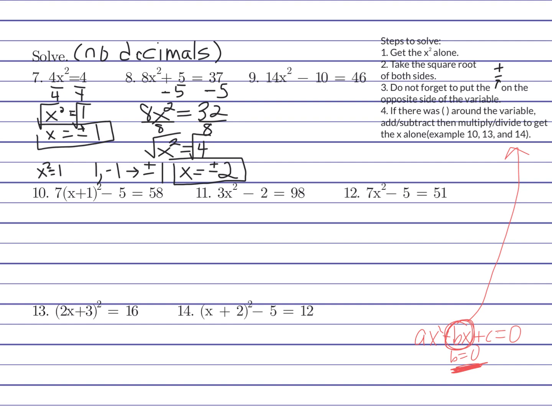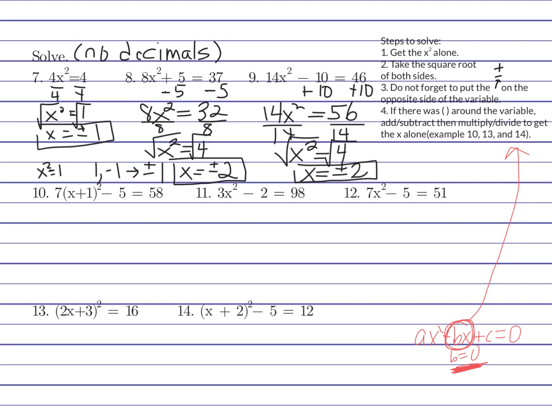Number 9, I'm going to add 10 to both sides. So 14x squared equals 56. Then I'm going to divide by 14. So x squared will equal 4. I'm going to take the square root of both sides. And x will equal plus or minus 2. And that's my answer to number 9.